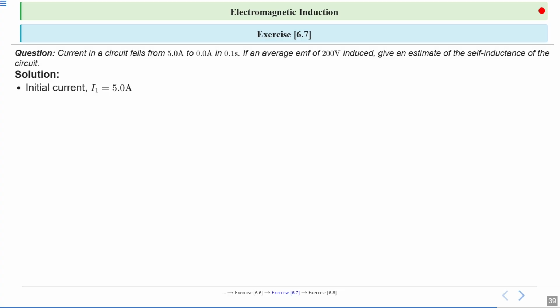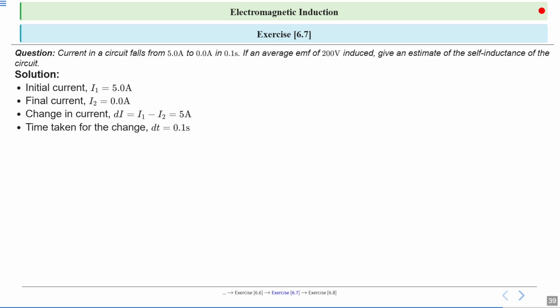Initial current I1 is given as 5 ampere. Final current is 0 ampere. So the change in current is I1 minus I2. We are going to use the induced EMF expression in magnitude only, so we are not taking the negative sign. That's why we have taken the change in current also positive. So di is I1 minus I2, which is 5 ampere. The time taken for the change, dt, is equal to 0.1 second. The average EMF epsilon is equal to 200 volt.